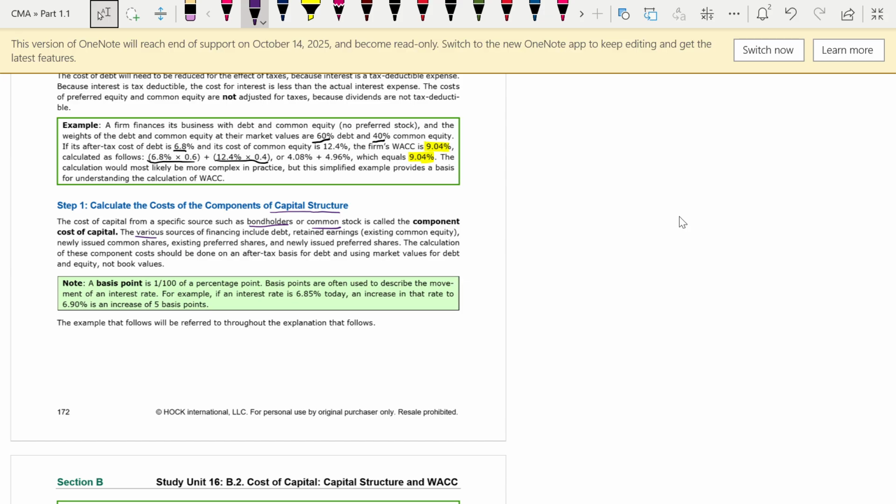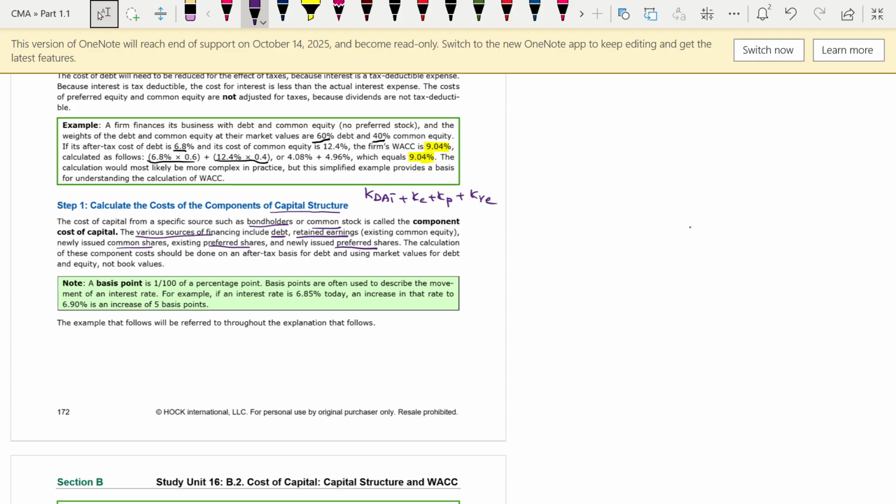There are various sources out there, including debt, retained earnings, newly issued shares, newly issued preference shares. What will happen? We should know what the cost of capital is, because ultimately we will do this combination: cost of debt after tax, plus cost of equity, cost of preference shares, plus cost of retained earnings.